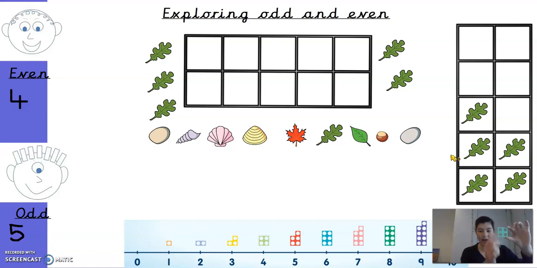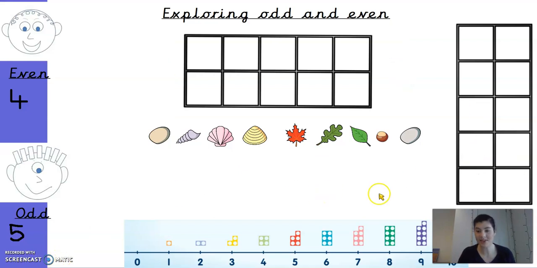What about number 4? Does that one have an odd one out at the top? Doesn't, does it? Look, it's got a friend. And we said that number 4 was even, didn't we? Should we see if this works with any other ones? Let's see. Okay, let's try number 7 this time.